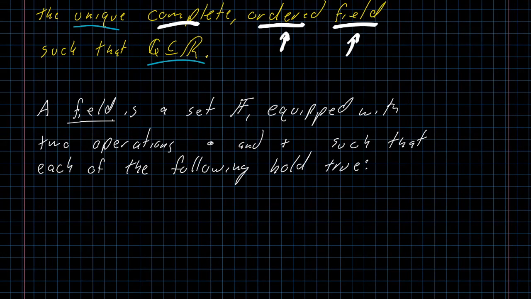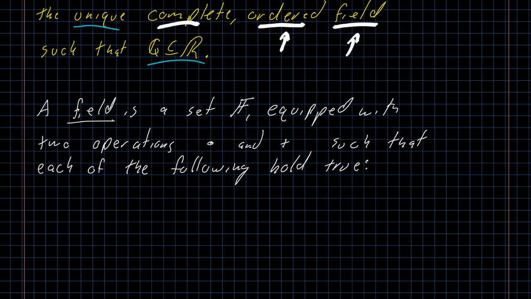A field is a set that we denote using a blackboard bold letter. I'm going to use F to be generic. So a set equipped with two operations, one of which we will denote using a dot, and the other one we will denote using a plus sign. Those are going to be multiplication and addition. Nothing weird is going to happen there, such that each of the following hold true.